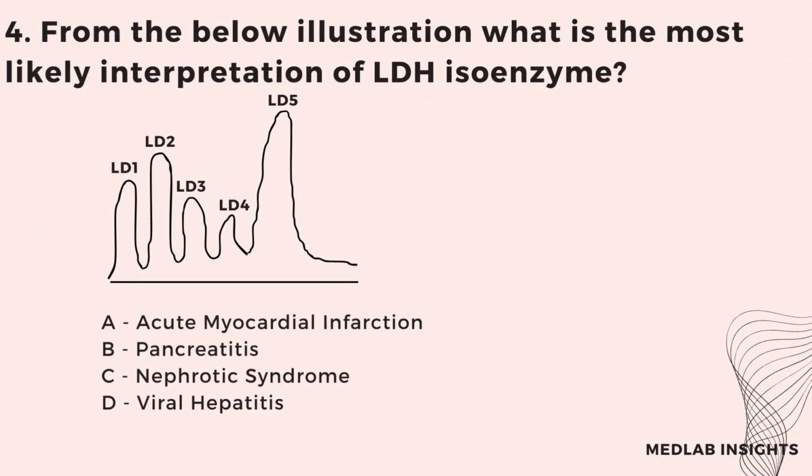Next question. From the below illustration, what is the most likely interpretation of LDH isoenzyme? Options are A. Acute myocardial infarction, B. Pancreatitis, C. Nephrotic syndrome, D. Viral hepatitis. The answer is option D. Viral hepatitis. Elevation of LDH5 isoenzyme indicates diseases associated with the liver.